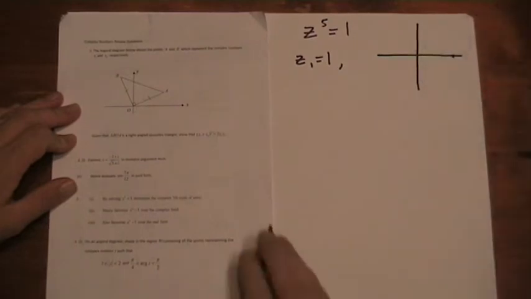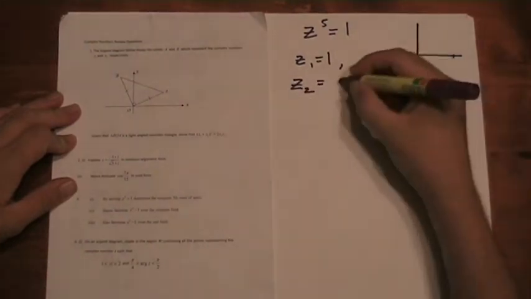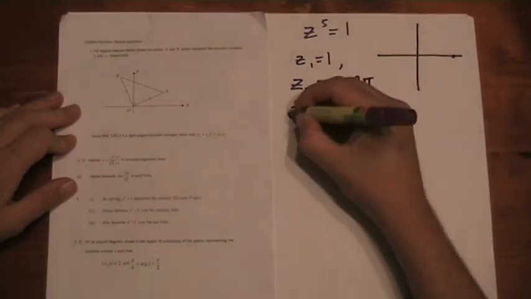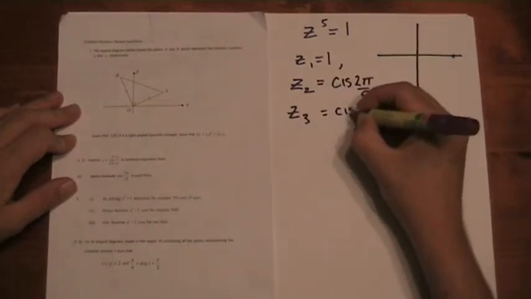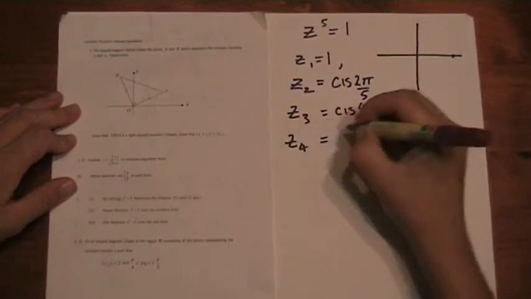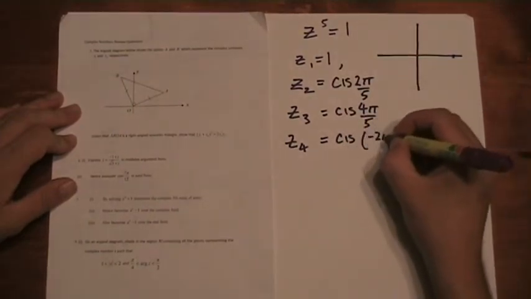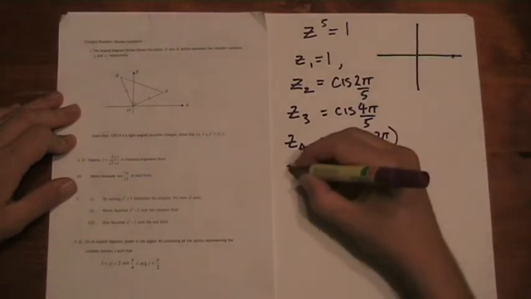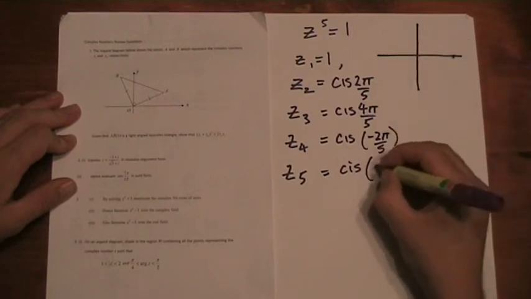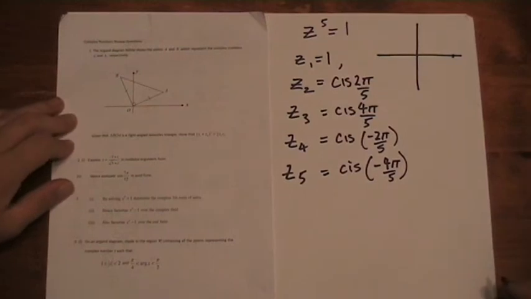So the following roots will be that z2 is equal to cos + i sin of 2 pi on 5. z3 will be cos + i sin of 4 pi on 5. z4 is cos + i sin, there'll be one round here, negative 2 pi on 5. And z5 is cos + i sin, coming around this way, negative 4 pi on 5. These are the 5 roots of unity.